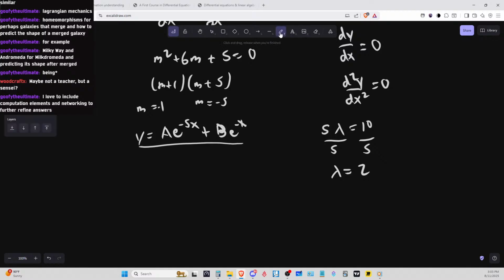So what we have is, and there's no, what kind of ODEs are you solving? Right now we're on second order non-homogeneous ODEs.